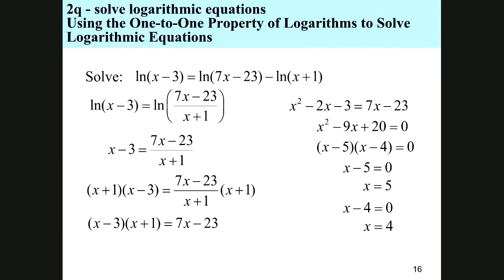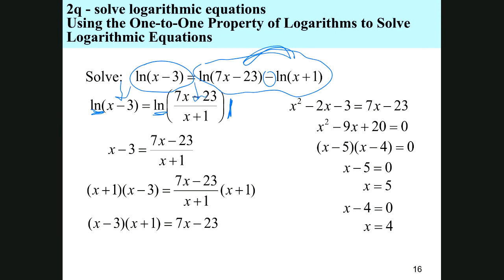All right, so I've got the natural log of x minus 3 on the left, and I have two natural logs on the right. So the first thing I'm going to have to do is combine these two into a single logarithm. Because it's subtraction, I've got to use the quotient rule. That's why it's 7x minus 23 on the top and x plus 1 on the bottom. Then I've got the natural log of something equals the natural log of something else. So I can just simply set the insides equal to each other. So that's why the natural logs went away.